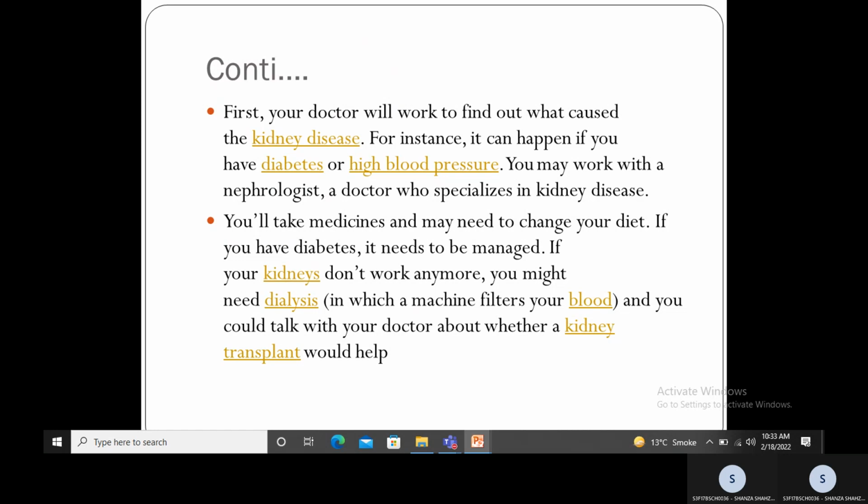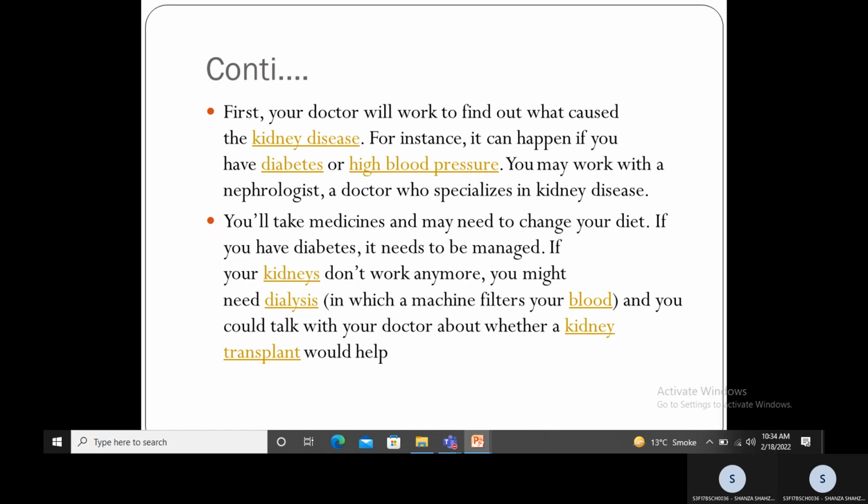First, your doctor will work to find out what causes the kidney disease. For instance, it can happen if you have diabetes and high blood pressure. If you have diabetes and high blood pressure, and you also have kidney disease, you may work with a nephrologist. Nephrologists are the doctors who specialize in kidney diseases. You will take medicine and may need to change your diet. If you have diabetes, it needs to be managed.